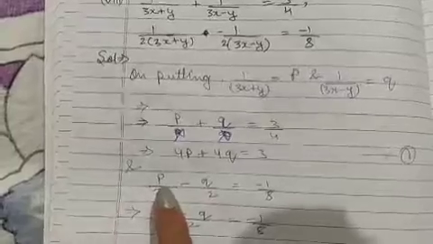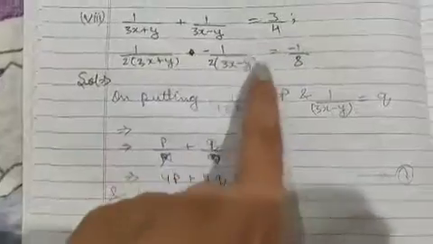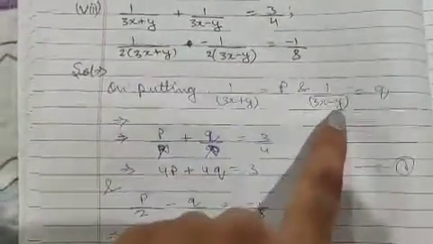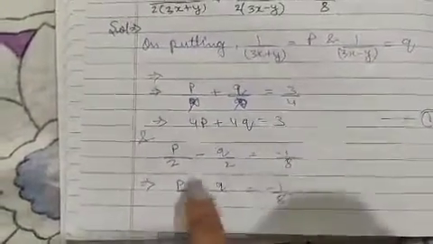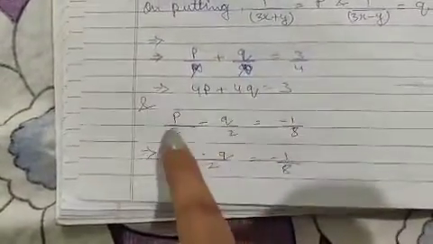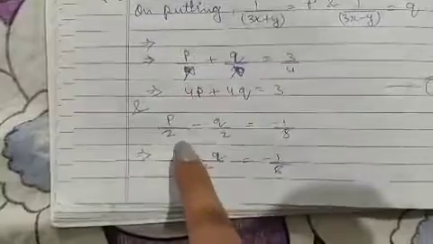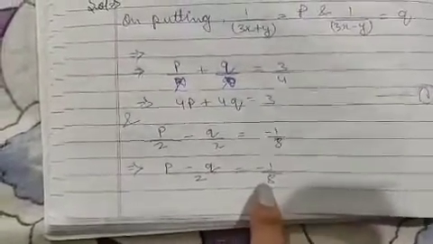Now for the second equation, we have 1 upon 2 into 3x plus y. So 1 upon 3x plus y was p, so here it will be p upon 2, and here 1 upon 3x minus y is q. So in place of 1 upon 3x minus y, you will put q. Okay, so p upon 2 minus q upon 2 is equal to minus 1 upon 8. And see, we can take LCM of these two fractions because the denominator is the same. So p minus q upon 2 is equal to minus 1 upon 8.